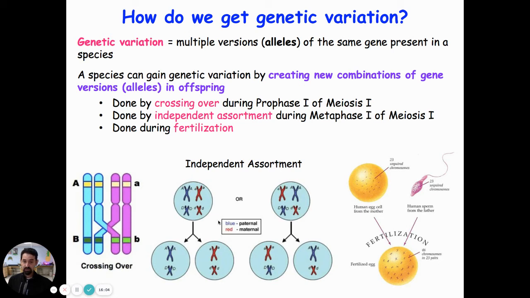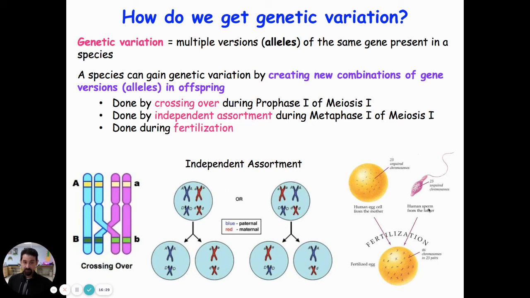Independent assortment. Here we have your father's. Here you have your mother's. And now we've swapped them around. We could end up with some differences in our gametes just to begin with due to independent assortment by how we separate those. Each pair is separated independently of one another.